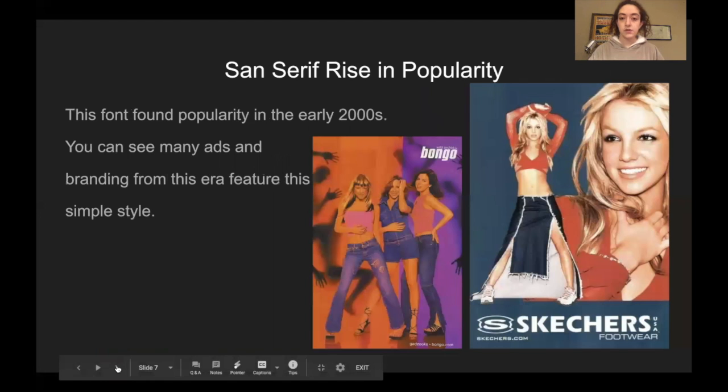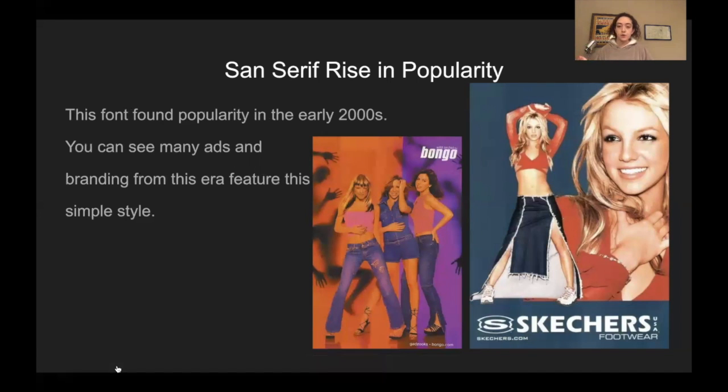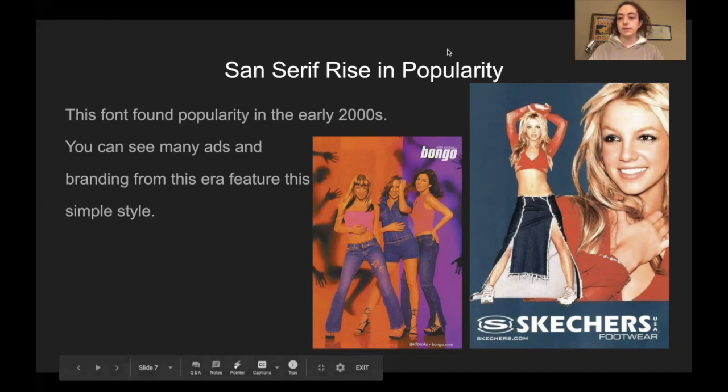And next, I'm going to show you just some examples. As you can see, these are some ads from the early 2000s. The branding and everything does use sans serifs, and it's super easy to read. You know exactly what you're looking at. And that is slab and sans serifs.